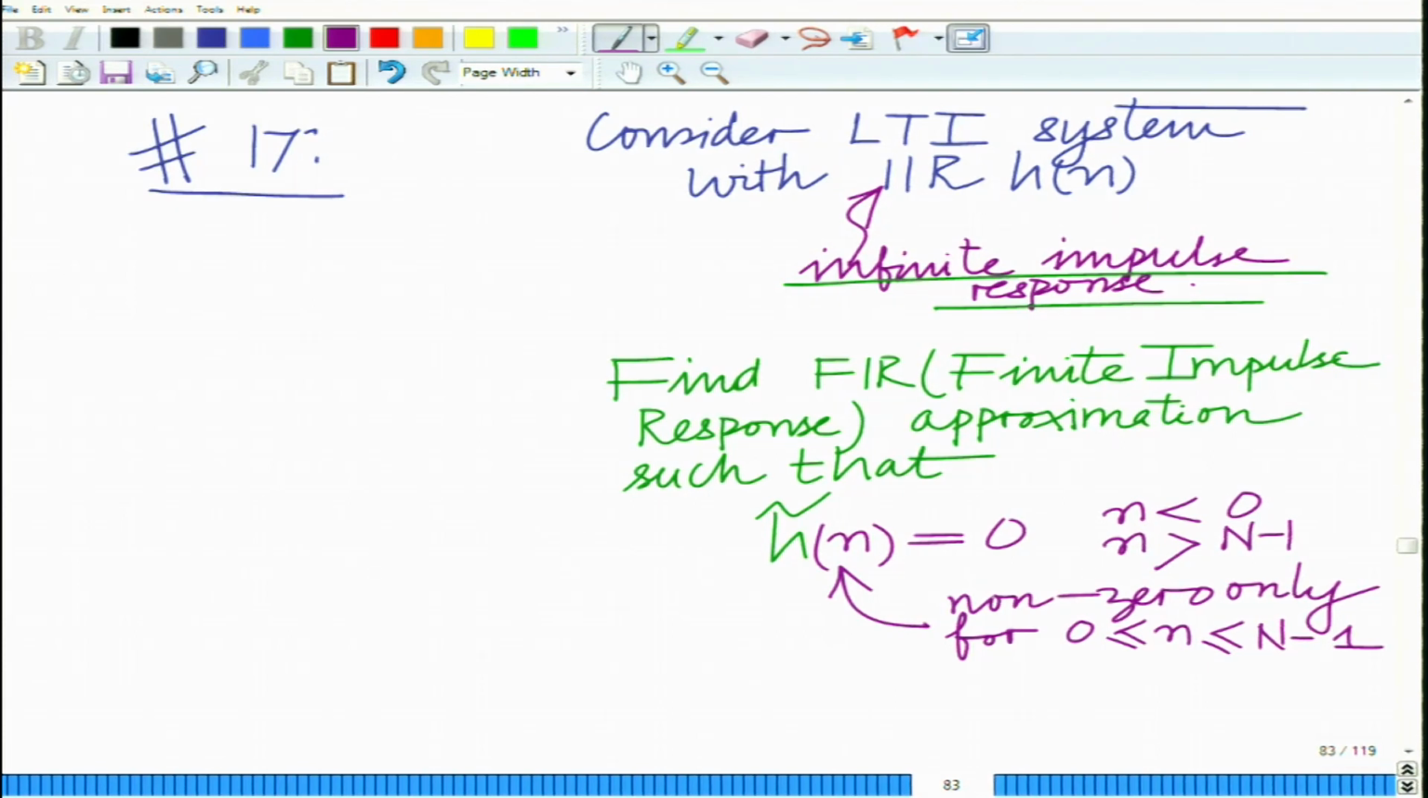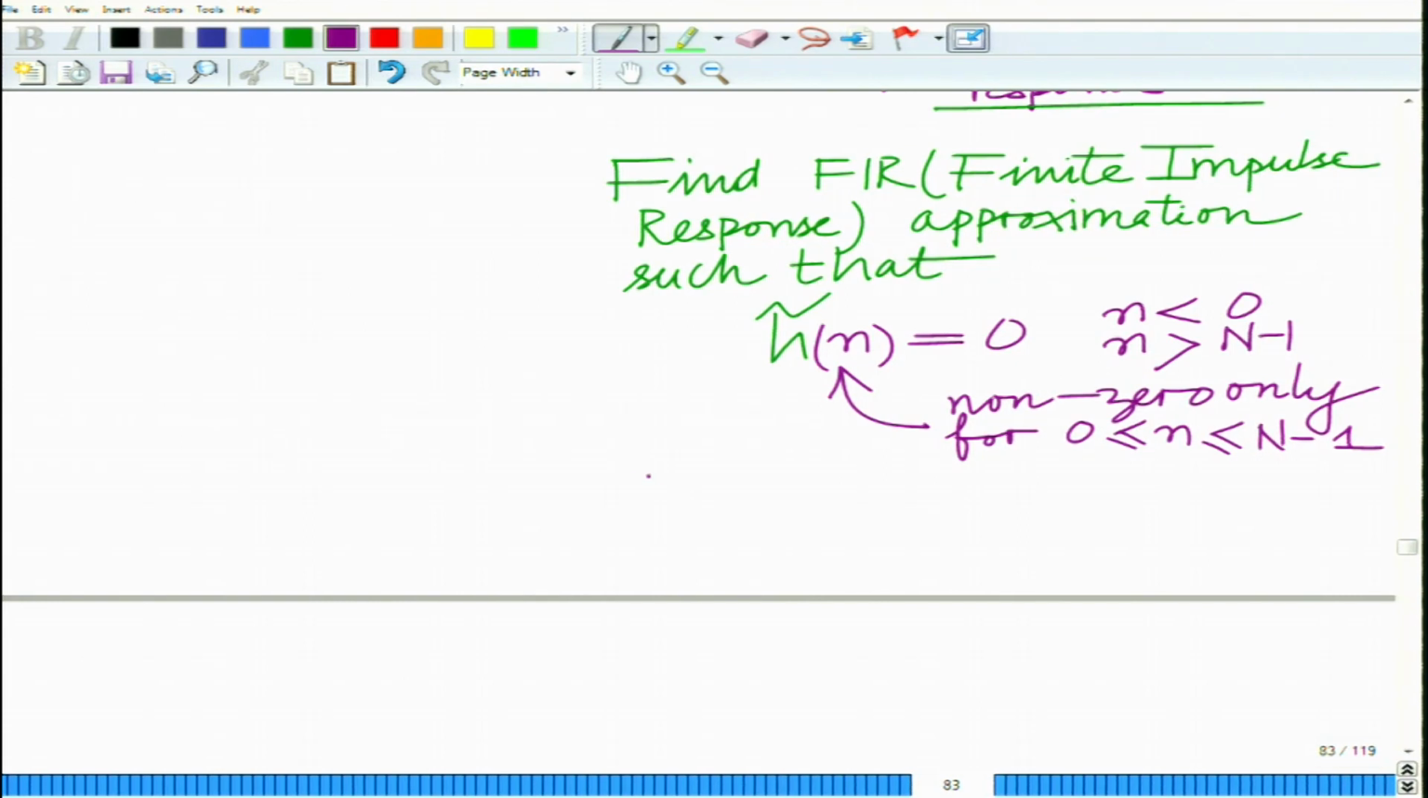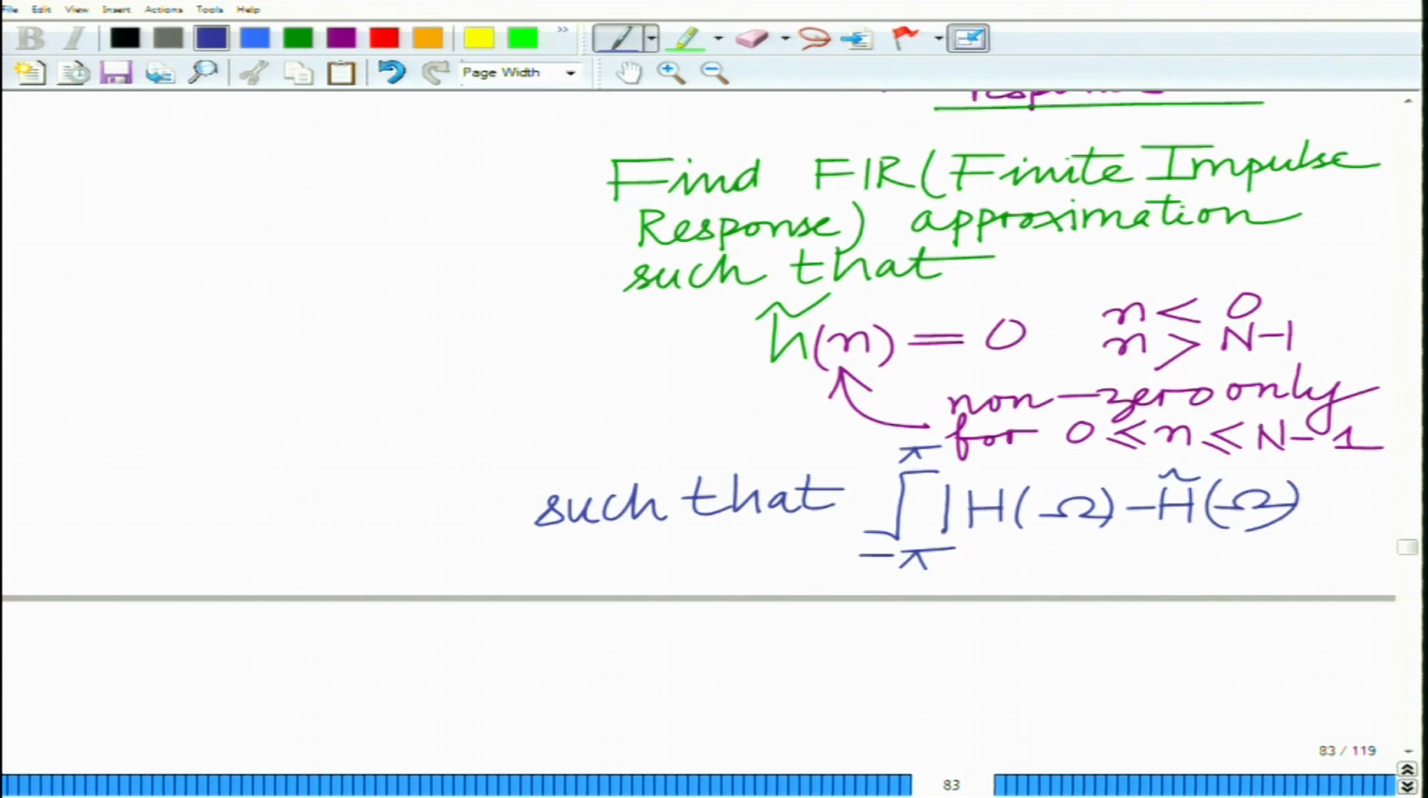So, what we want to find is the best FIR approximation such that the following quantity, the integral from minus pi to pi, because the DTFT is periodic, of H of omega minus H tilde of omega squared, is minimized. That is, we want to minimize the error between the DTFT of the original filter. In fact, this is the cumulative squared error between the DTFT H of omega of the original filter h n and the DTFT H tilde of omega of the new filter h tilde n.